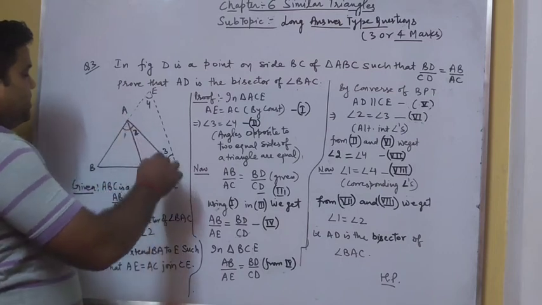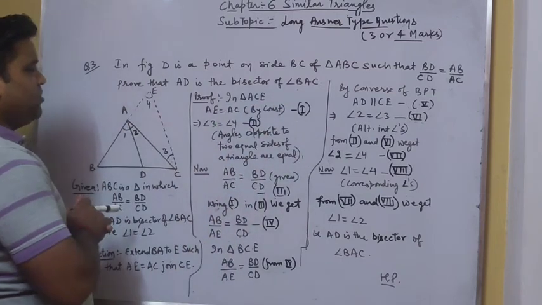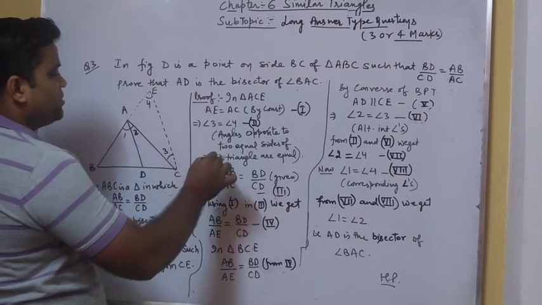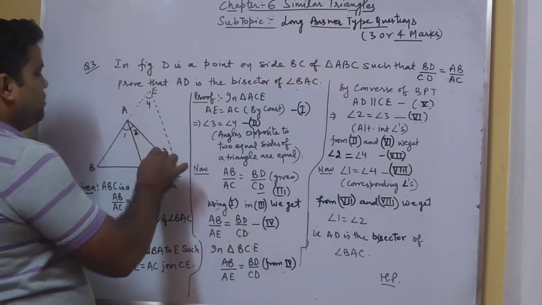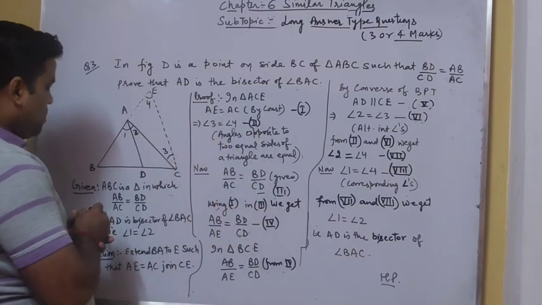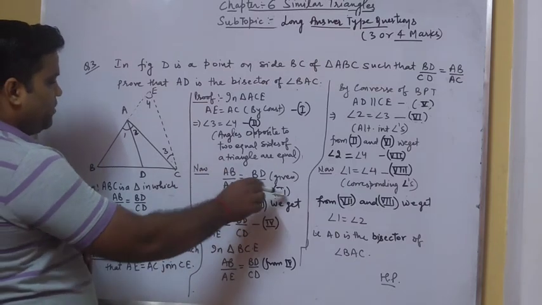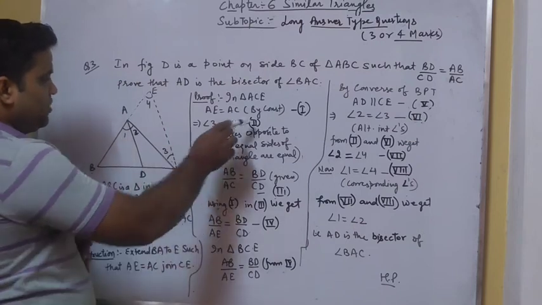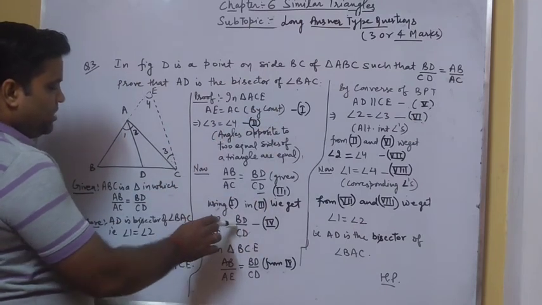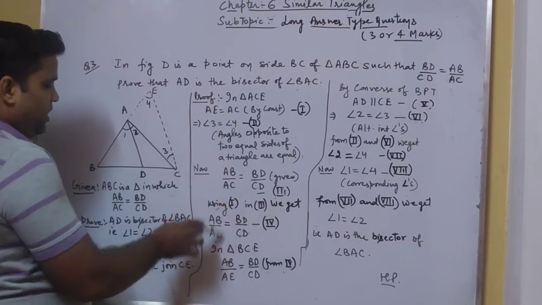First we look at the triangle ACE. By construction, AE equals AC, and we consider it as the first equation. We use the property that angles opposite to two equal sides of a triangle are equal. So it means that angle 3 will be equal to angle 4. We consider it as equation number 2. Now from the given, as we have AB by AC equals BD by CD, we consider it as equation number 3. So we use the first equation in this equation, and we get equation number 4: AB by AE equals BD by CD, because here AC is replaced by AE.